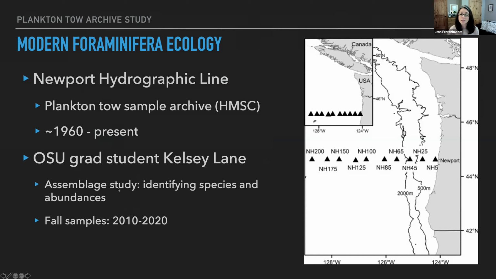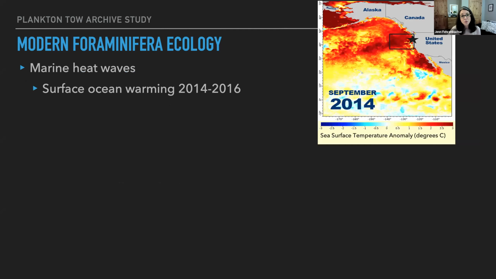And what she's doing here is essentially an assemblage study. So she's going through these samples and picking out all of the forams, identifying what the species are, and then counting their abundances. And this gives us an idea of what assemblage is present at this given moment in time that the plankton net was collected. So what was really interesting about this opportunity is that in this region over the last 10 years, two significant marine warming events happened. One of them was the marine heat wave that began in 2014.